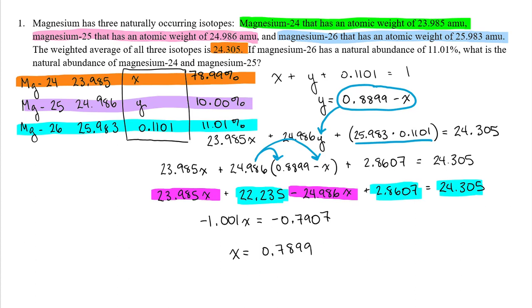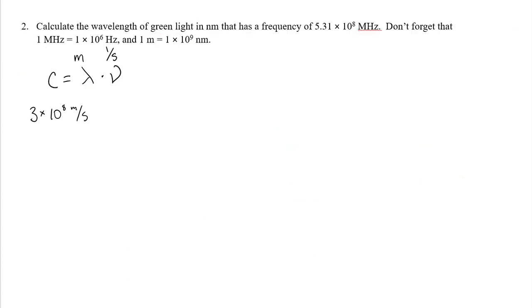All right, moving right along. Now we're going to get into waves. So we're going to calculate the wavelength of green light in nanometers that has a frequency of 5.31 times 10 to the 8 megahertz. So this is where these equations become really important.